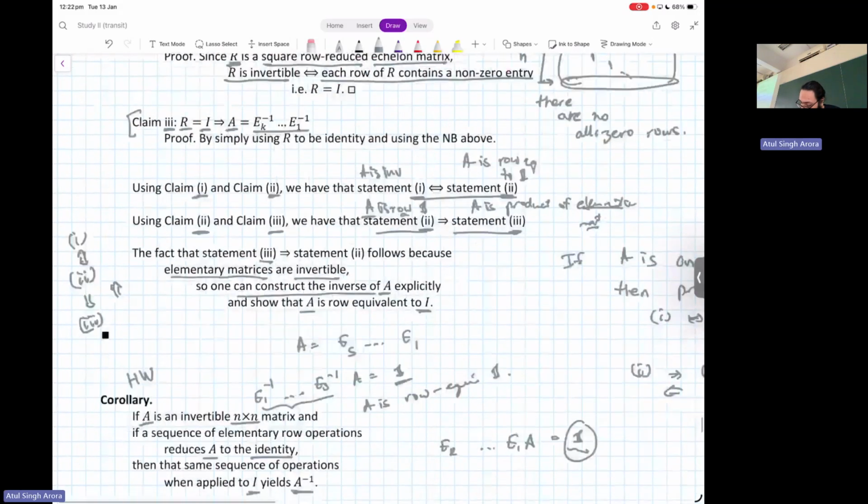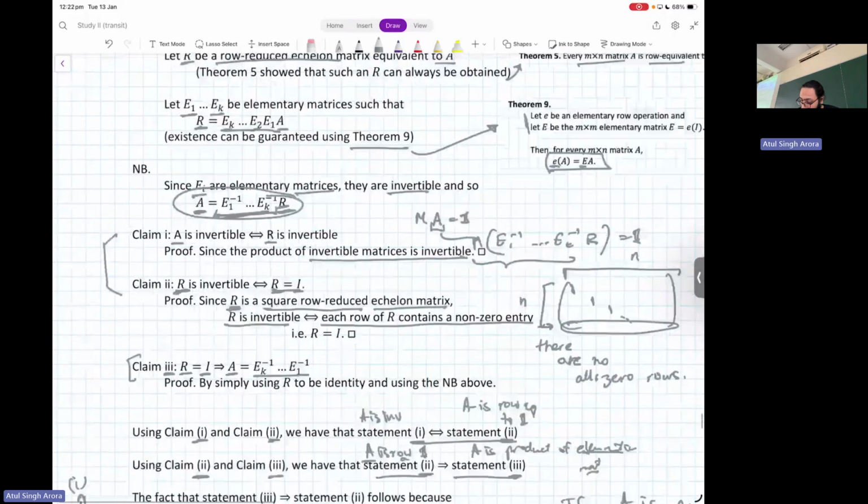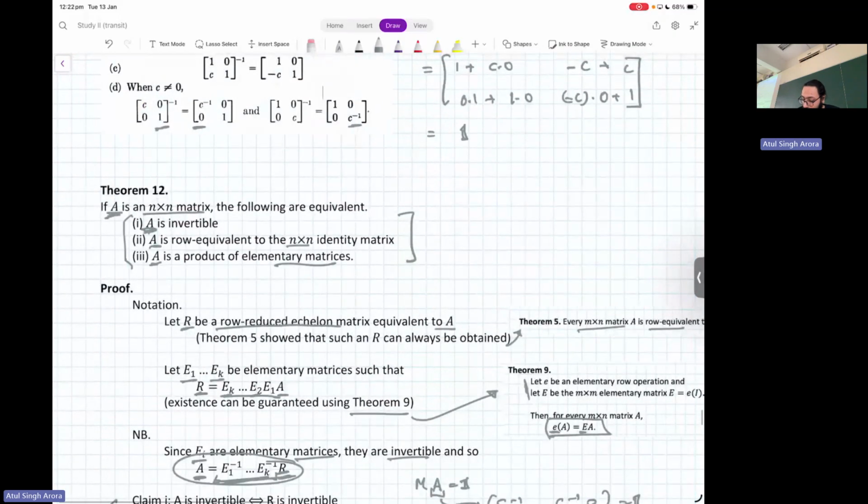So okay, what did I do? It says use theorem 12 on point 1 and point 3 and apply it to P. So if P is an invertible matrix, it's a product of elementary matrices, and here instead of A we're going to think of P. If P is invertible, then we know that it is row equivalent to the identity matrix, correct?